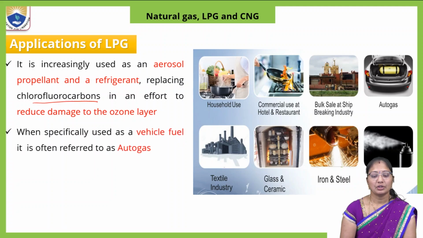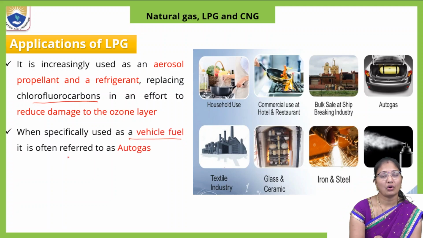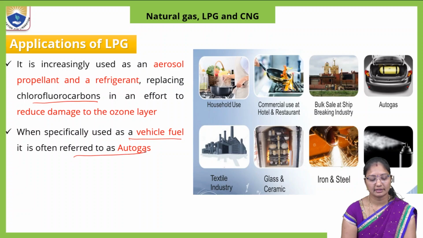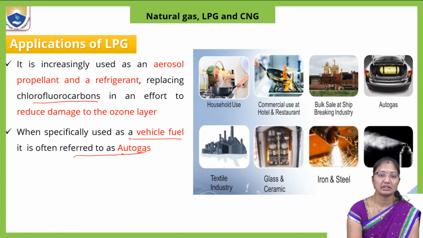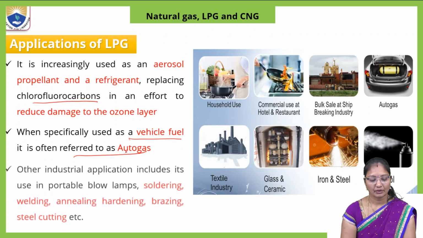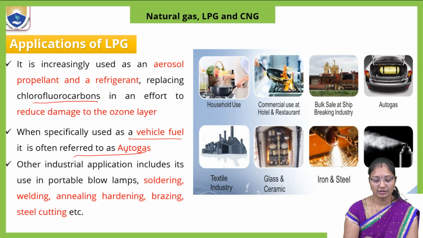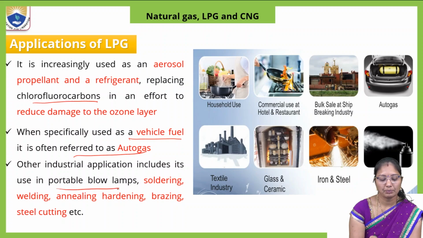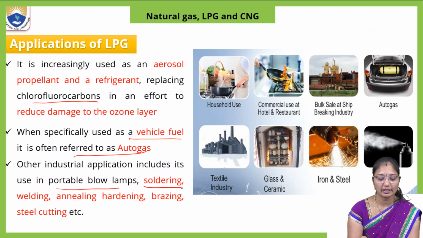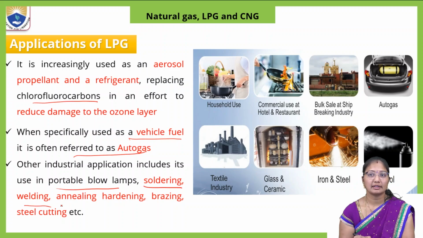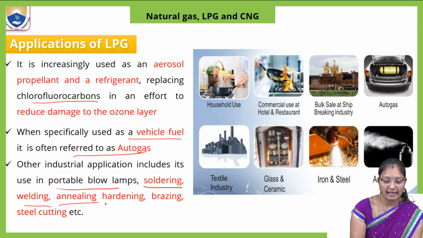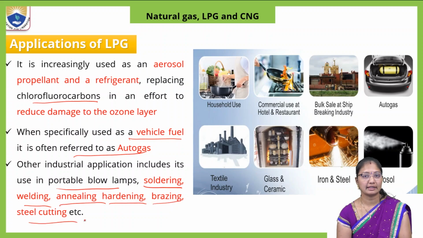When specially used as a vehicle fuel, it is often referred to as auto gas. So when this LPG is used in automobiles, it is called auto gas. Other industrial applications include its use in portable blow lamps, soldering and welding in steel and iron, glass and ceramic industries, and annealing, hardening, brazing and steel cutting in steel and iron industries.